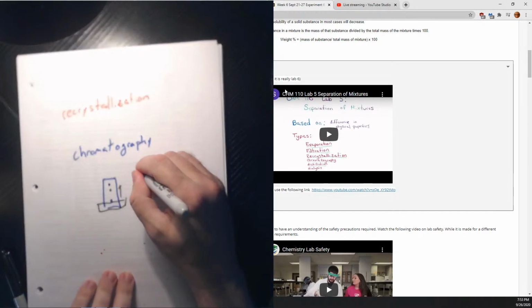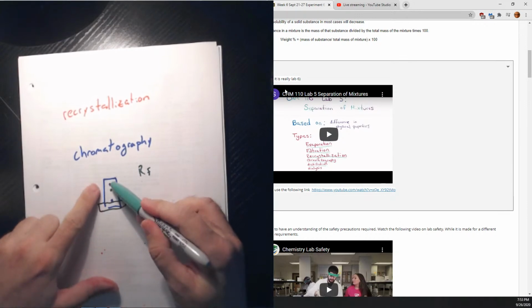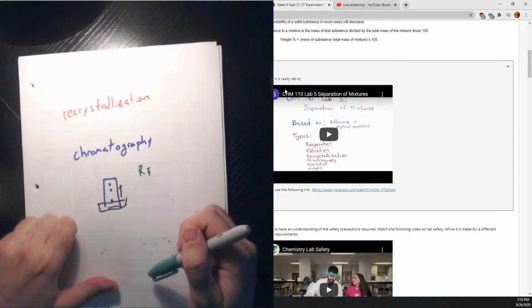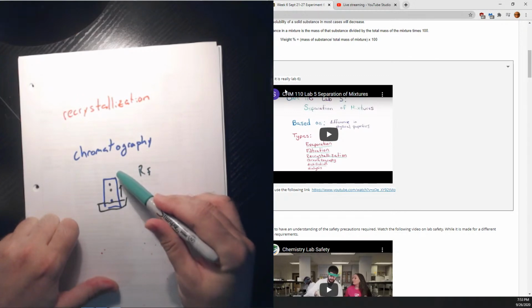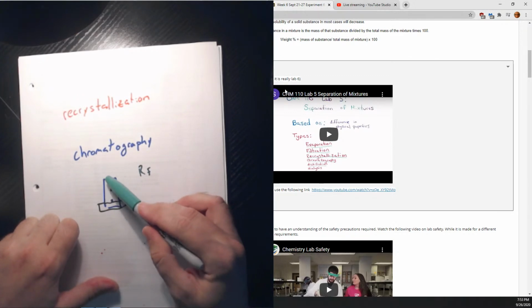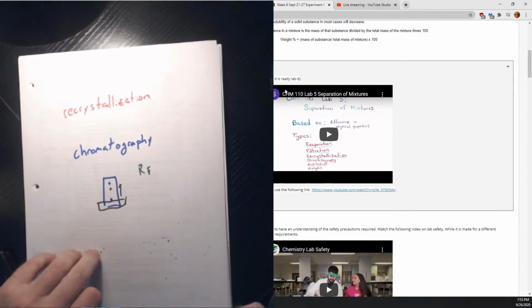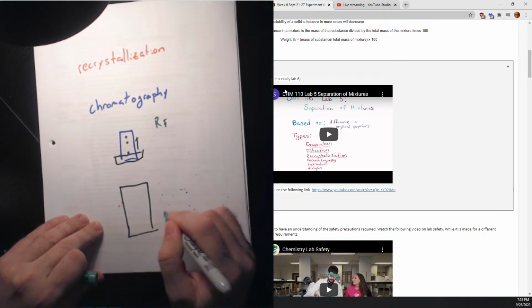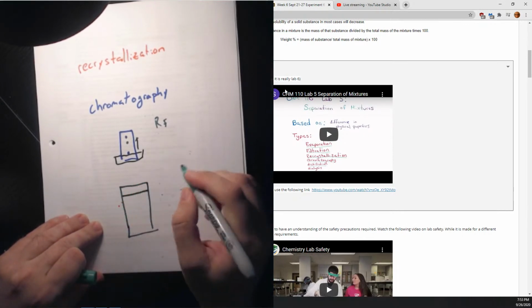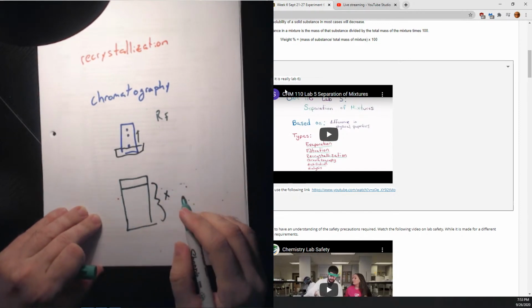So there's a thing called a retention factor, okay? Because the things are moving at different speeds. The liquid that they're dissolved in will be moving the fastest, and then the different solids will be moving at different rates. So when you're done with your chromatography, your liquid will have moved some distance up the page. Okay, call this, just X.